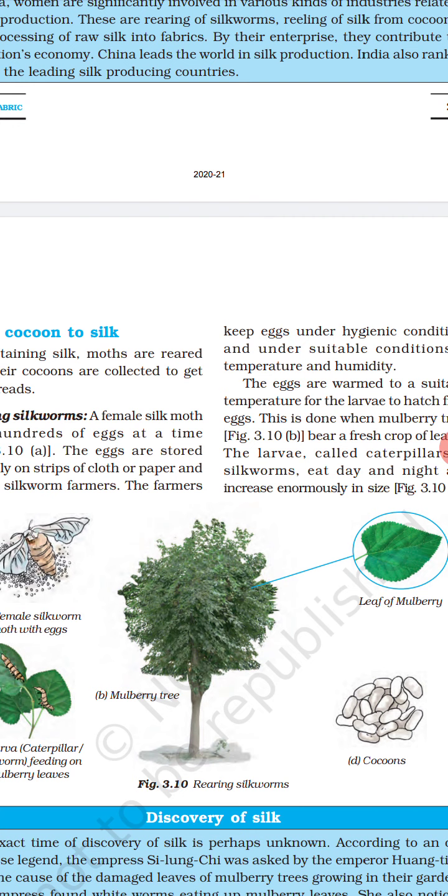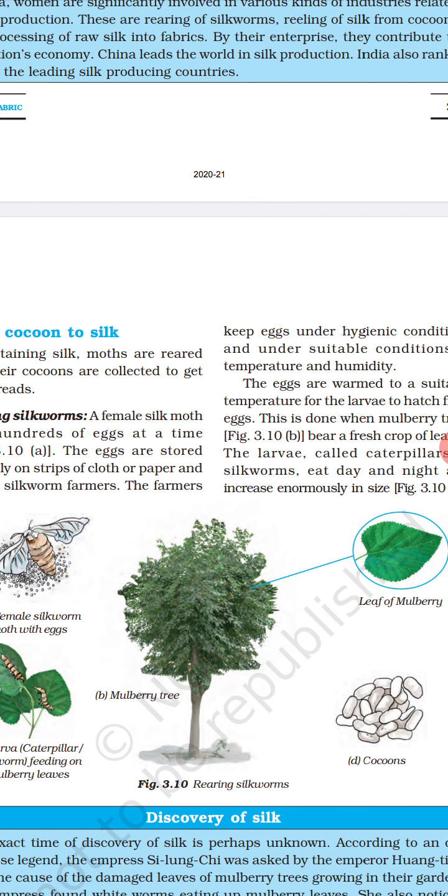The eggs are warmed to a suitable temperature for the larvae to hatch from the eggs. This is done when the mulberry trees bear a fresh crop of leaves. The larvae called caterpillars or silkworms eat day and night and increase enormously in size. What do they eat? They eat mulberry leaves.